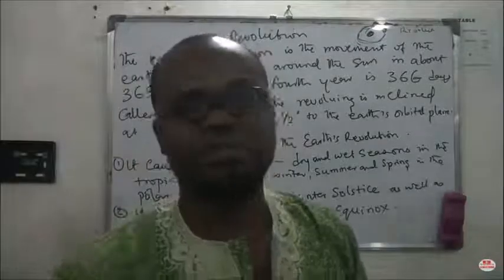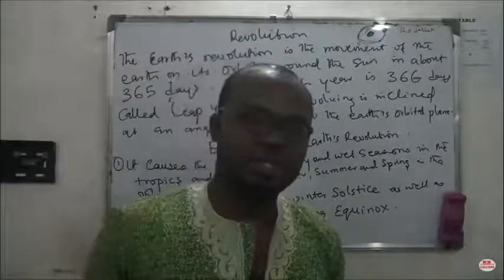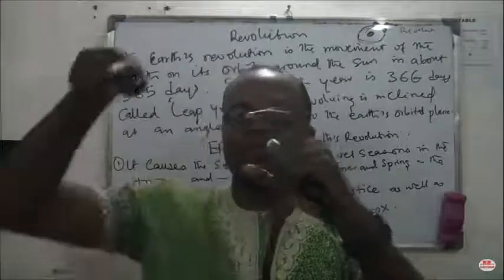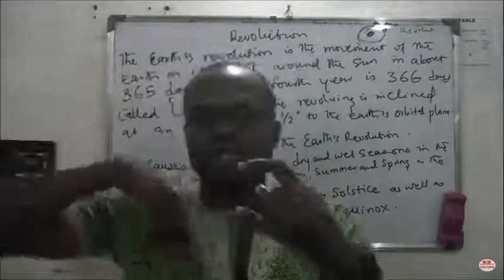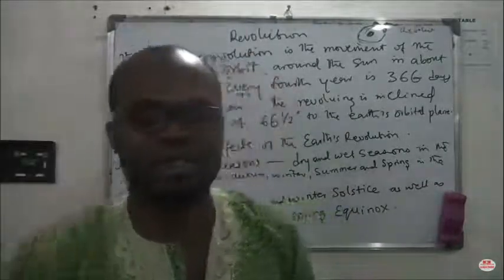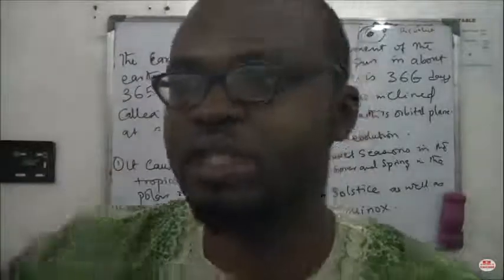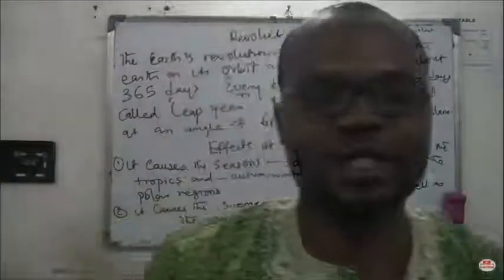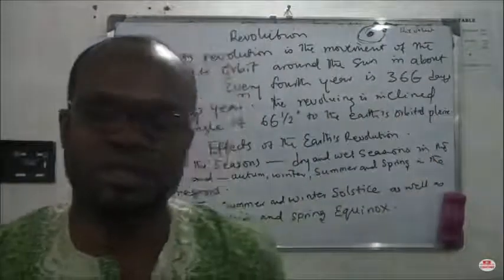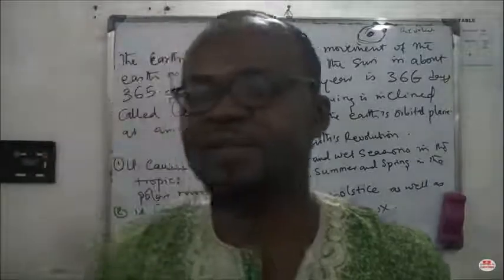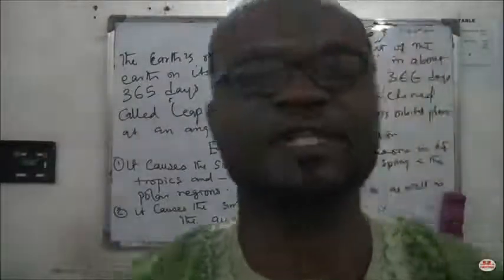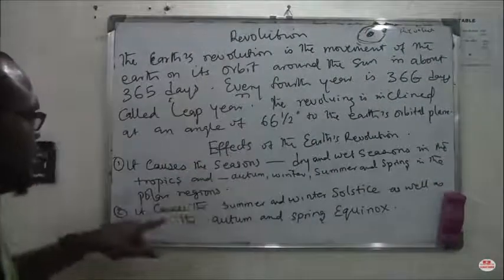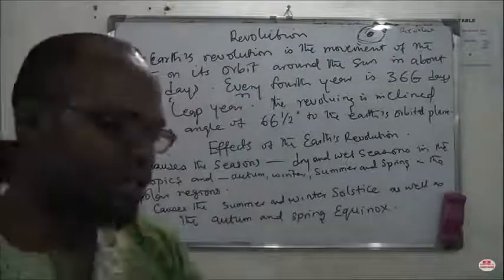Revolution is one of the movements of the earth. If this is the sun, the earth moving round the sun, that is revolution. I told us that there is also another movement that is done by the earth known as rotation, which is the spinning round its axis. That one causes day and night, deflection of planetary winds, rise and fall of tides, sunrise and sunsets. Whereas this type of motion, revolution, causes the seasons and summer and winter solstice.